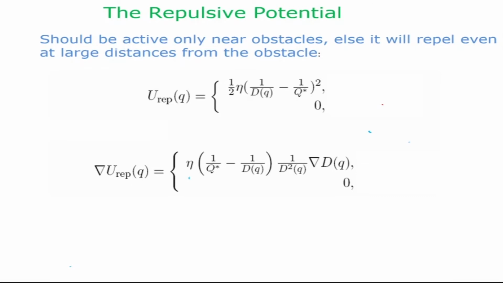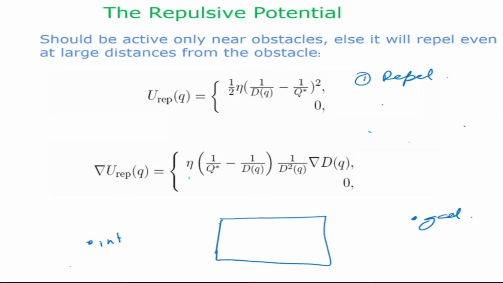the repulsive potential should repel the robot, which is clear. It should repel, which is fine. But if it starts repelling from a very far distance, then what will happen? The path will become longer. Let me take an example here. So this is my goal, and this is my initial point, and there's an obstacle here. Let me draw the goal here, and there's an obstacle here, and there's an obstacle here.